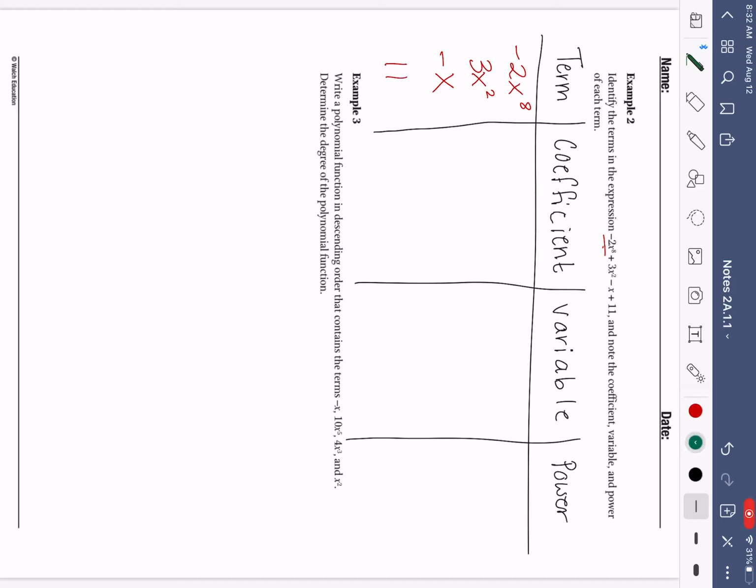Then we go to our coefficients. Remember, coefficients are the numbers in front of the variable. So negative 2 is in front of the x. 3 is in front of the x. It says minus. It's universally accepted that there's a 1 in front of a single term, so negative 1. And then 11, it's normally the number in front of a variable. There is no variable because this piece is a constant. So just in between the coefficient and variable, we're going to write constant because there is no coefficient for that one and no variable.